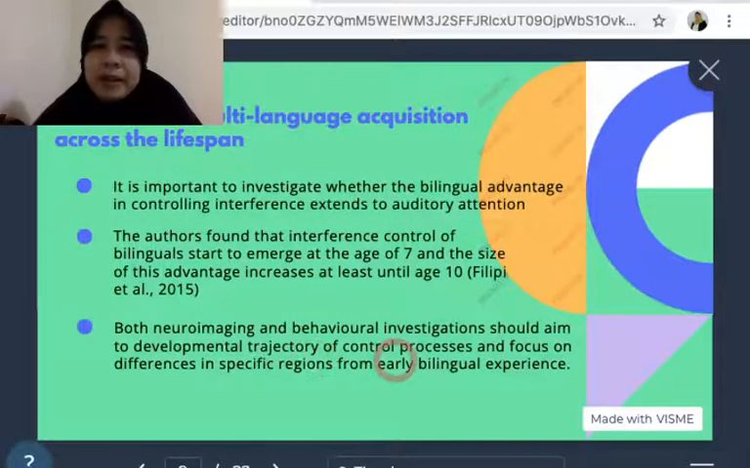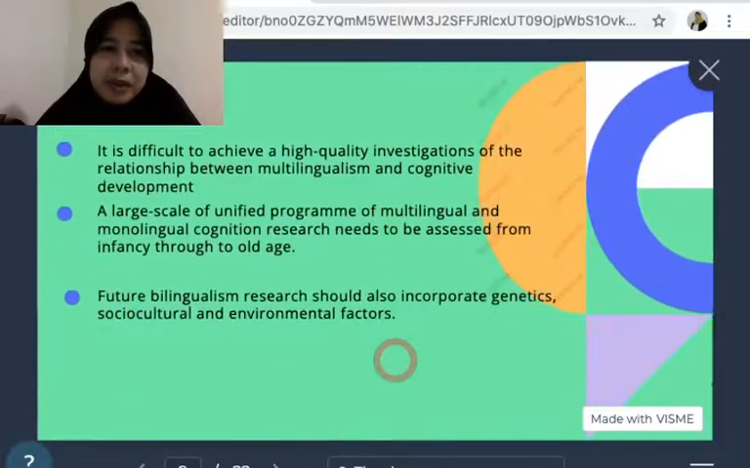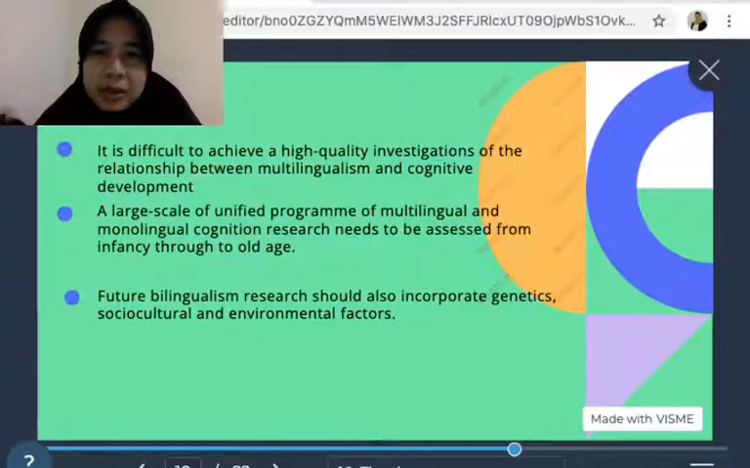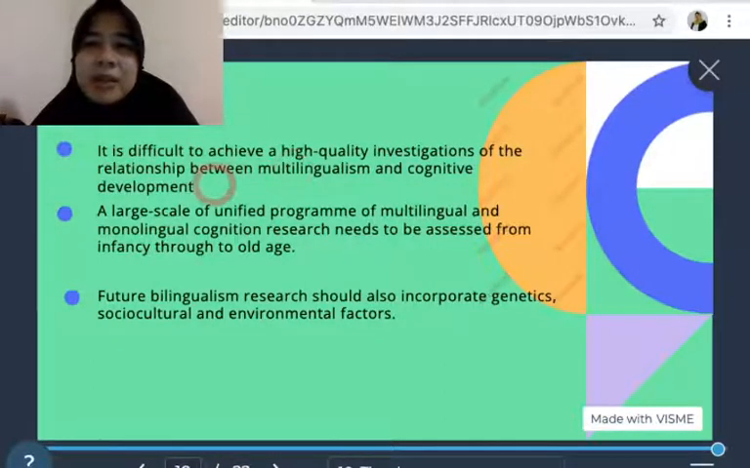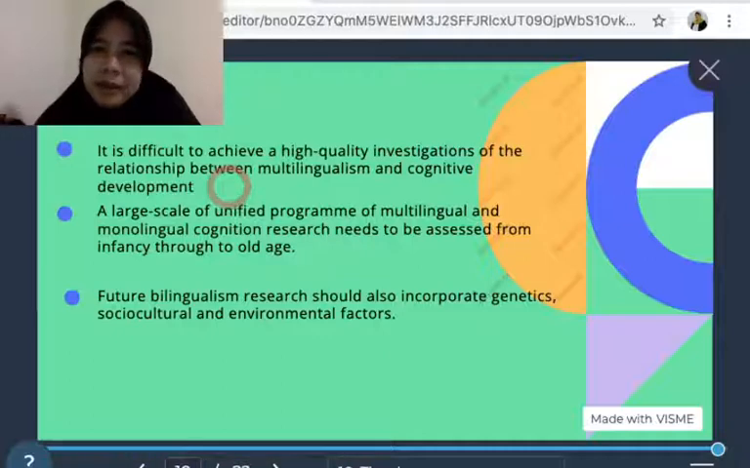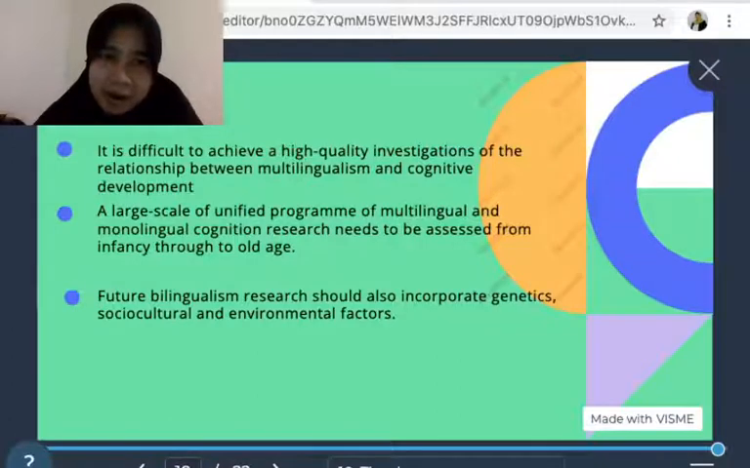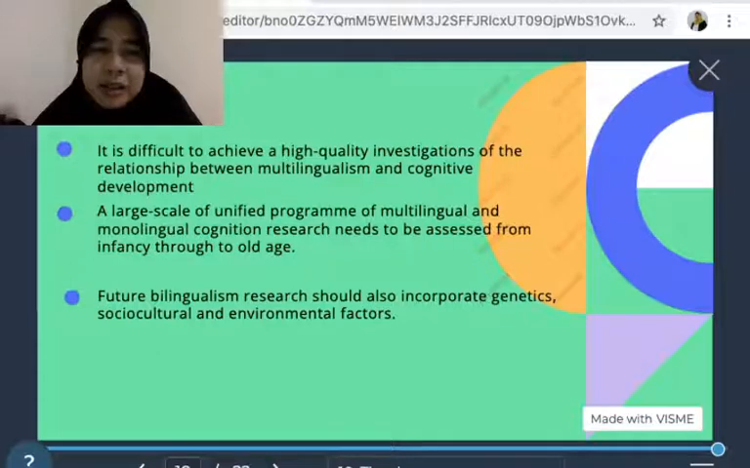Okay, then let's move on to the conclusions. We are coming to the conclusions of the first article. The first one is that it is difficult to achieve a high quality investigation of the relationship between multilingualism and cognitive development. The authors admit that a high quality investigation between bilingualism and cognitive development needs the lifespan. It needs a big, wide investigation so that we can have a more accurate cognitive competence result.